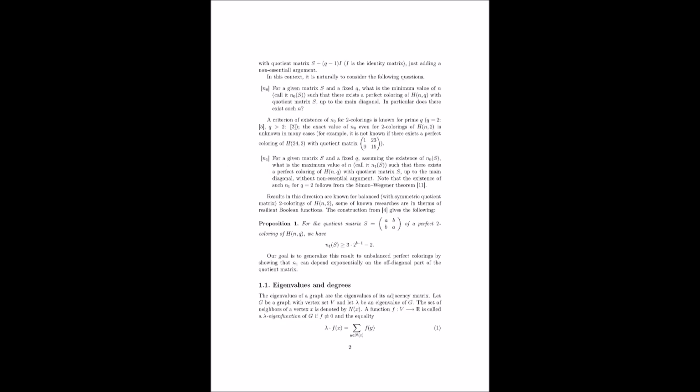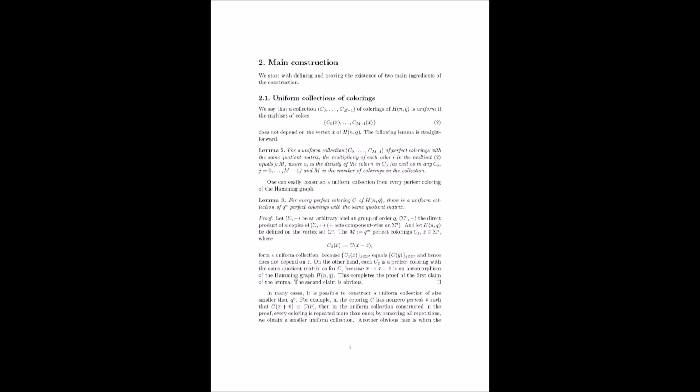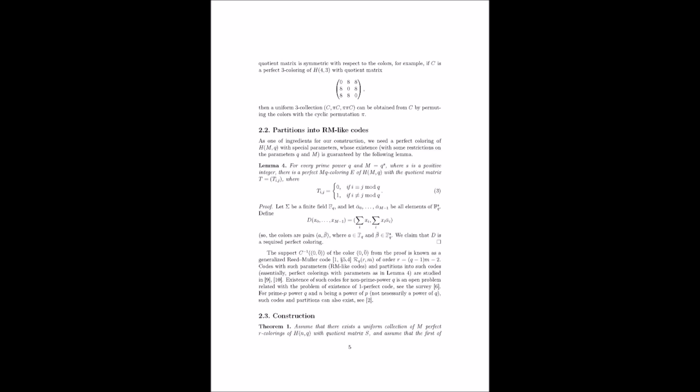We combine them in a very specific way to create a new perfect coloring of a larger Hamming graph, H(n plus mq). And the details are a bit intricate. But the essence is that we're using the structure of those RM-like codes to weave together the colorings from our uniform collection. So it's like taking threads of different colors and weaving a tapestry. That's a great way to put it. So we're not just randomly stitching things together. We're following a pattern dictated by these RM-like codes.